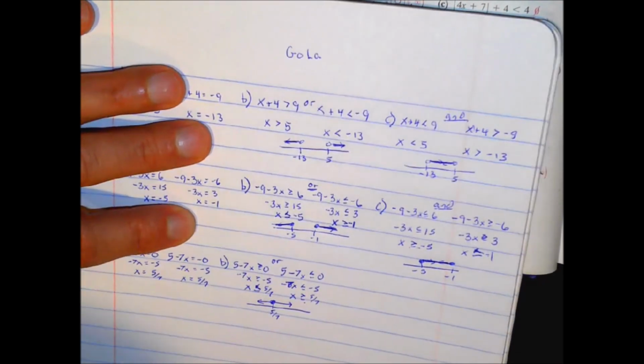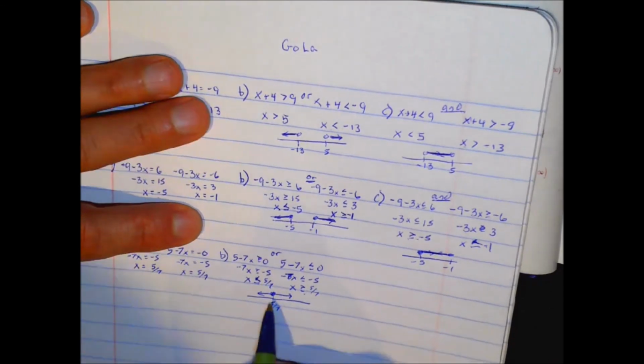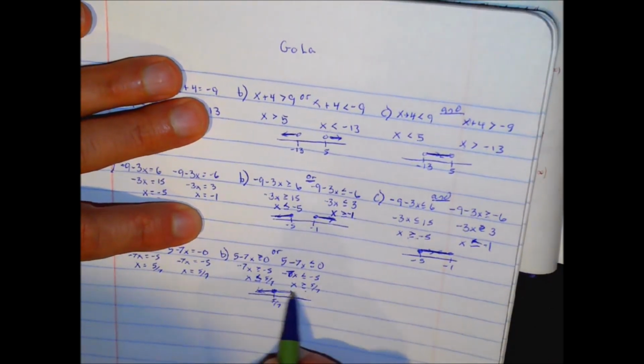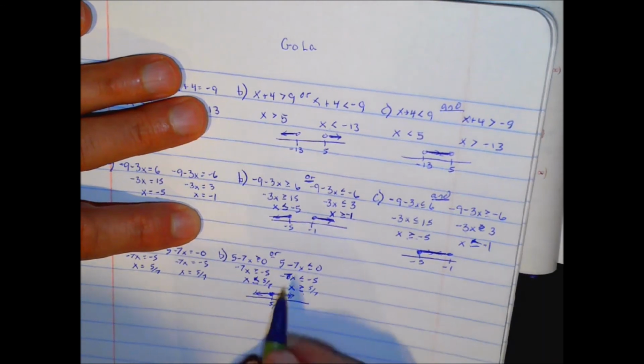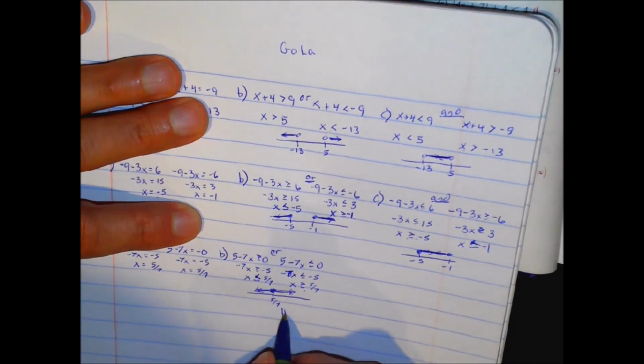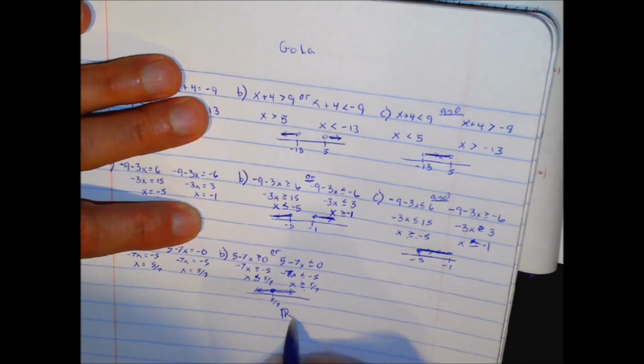Now, as an or statement, what numbers are less than 5/7 and or greater than 5/7? Where is it true for both? Okay, it would be true for all numbers. Okay, so our solution would be all real numbers. Every number works there.